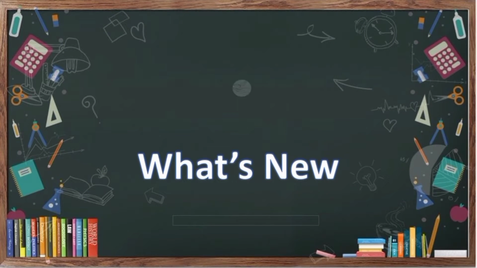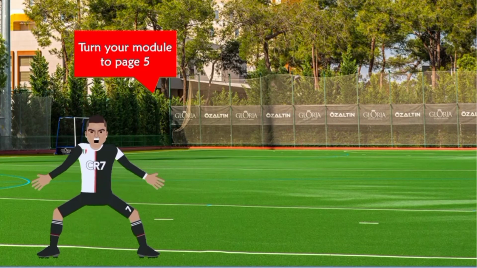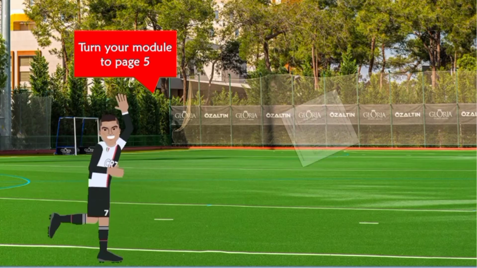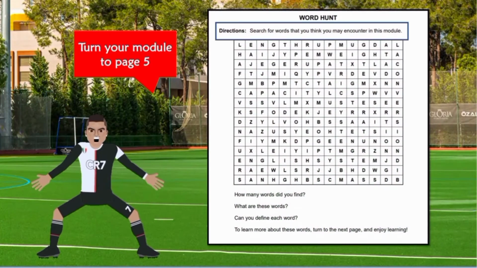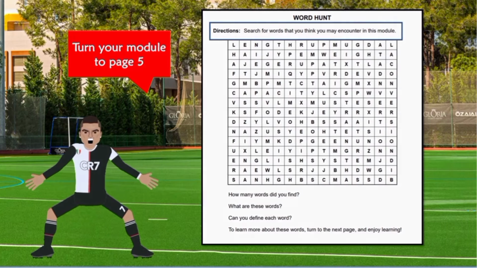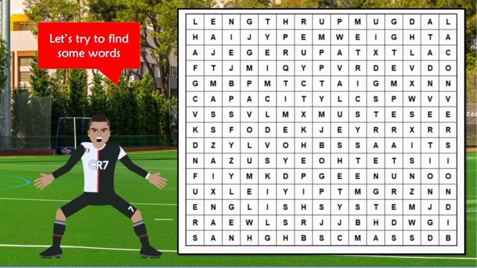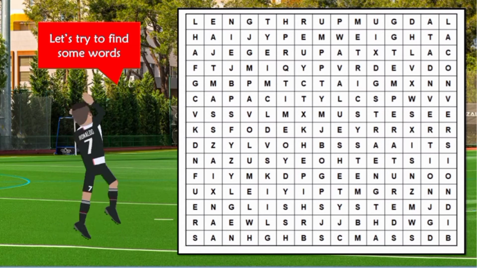What's new? Now turn your module to page 5. Search for the words that you think you may encounter in this module. Let's try to find some words. Can you find some words?